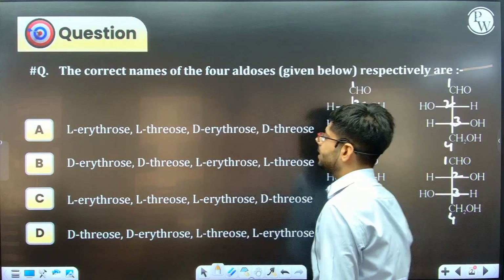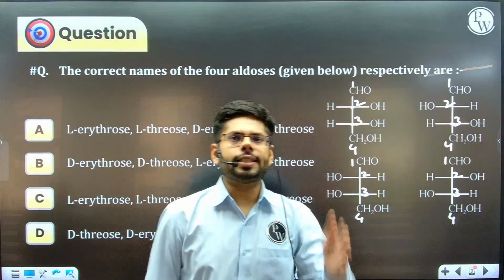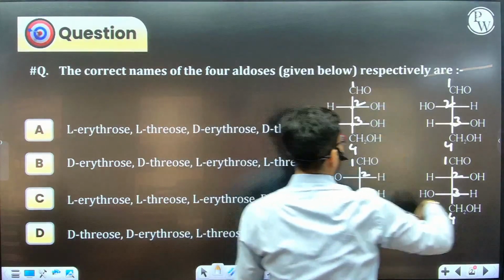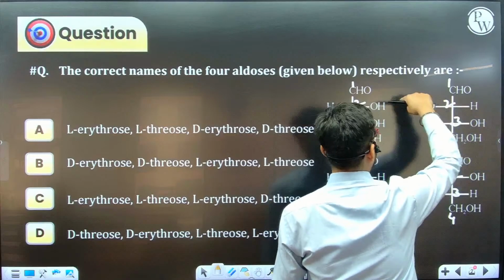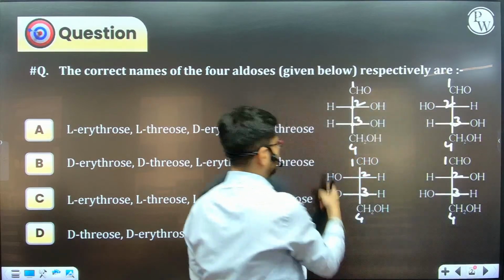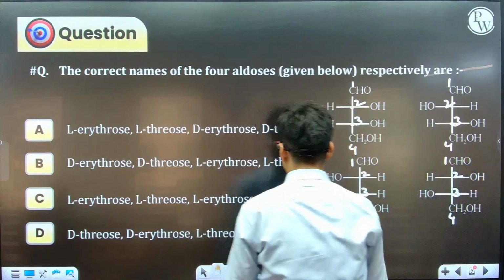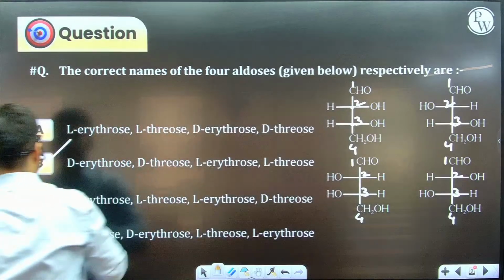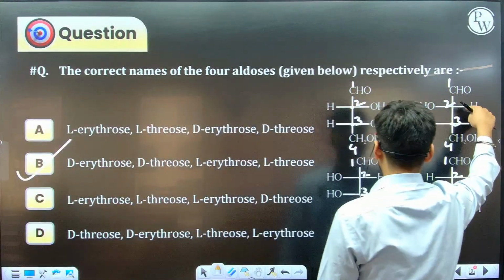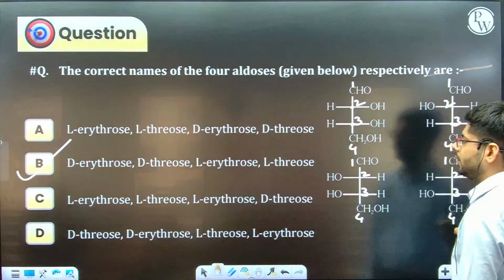Now, next is erythro and threo. If you have the OH groups on the same side, then it is erythro. See, OH, OH, same side. Here OH, OH are on opposite sides in the Fischer projection, so this is threo. Here OH, OH are on the same side, so this is again erythro. And here OH, OH are on opposite sides, so this is threo. Hence, this is the correct option. This is D erythro, this is D threo, this is L erythro, and this is L threo.